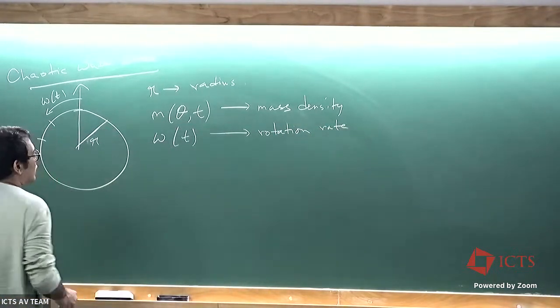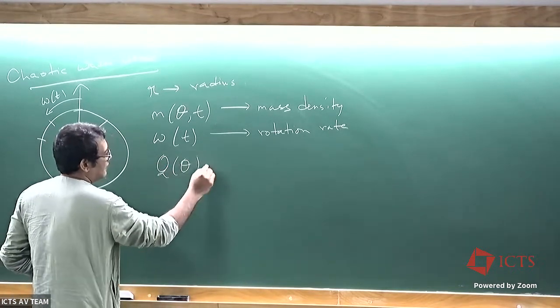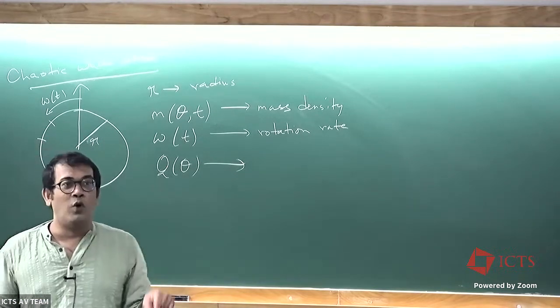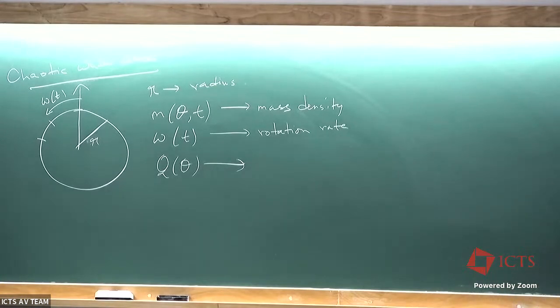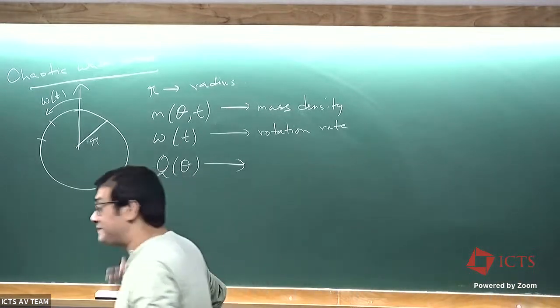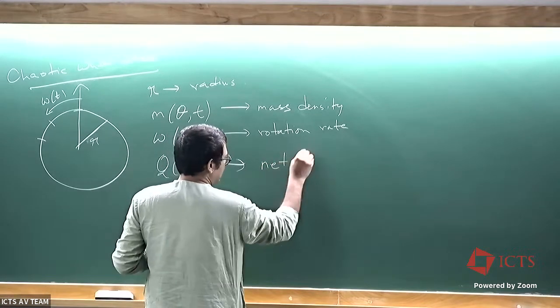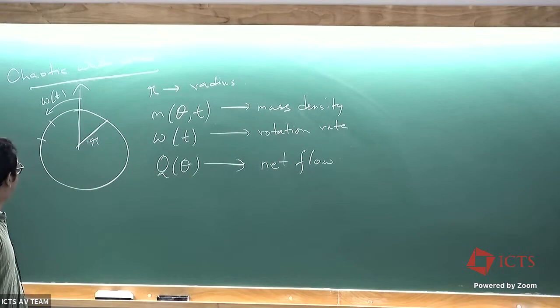Okay, what else do we need? What we need is the net flow of water which is being pumped in. That will be like a forcing in the system, if you like. That will, of course, depend on where you are in this angle. And we call that okay. What else?